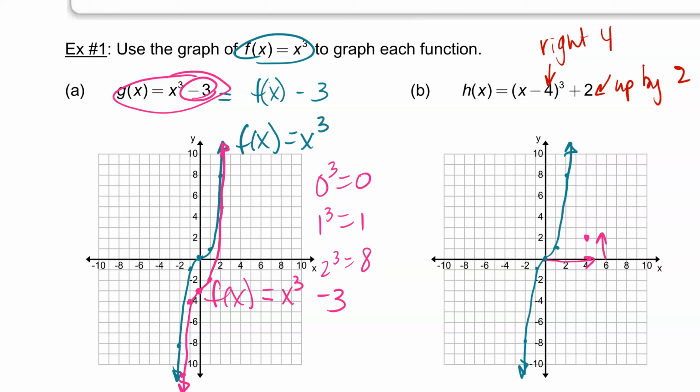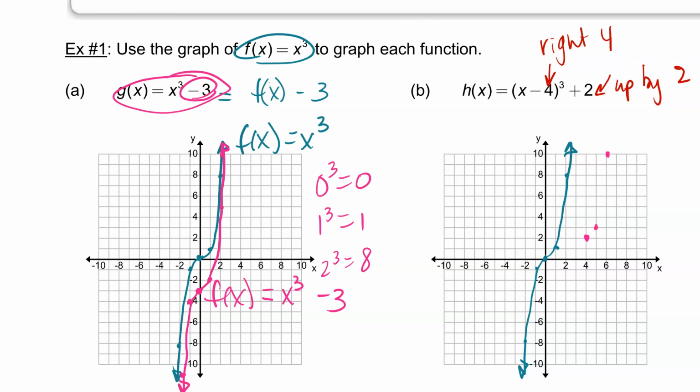I'm not going to draw the arrows every time because it looks messy, but I'll draw them, and I won't leave them. Okay, 1, 1. So I go over 4, up 2. So here's my new point. I don't know if this helps you or not. Okay, new point. Let's see, 2, 8. Go over 4, up 2. Here's my new point right here.